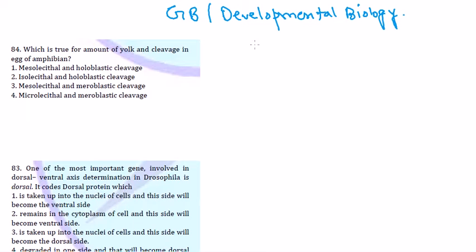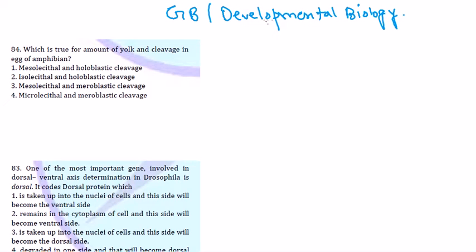If you memorize certain things, you can directly answer questions, right? So let's look here. The first question is: which is true for the amount of yolk and cleavage in amphibian eggs? Sorry that it freezes for a moment. Anyways, the options are mesolecithal and holoblastic cleavage, isolecithal and holoblastic cleavage, mesolecithal and meroblastic cleavage, and microlecithal and microblastic cleavage.